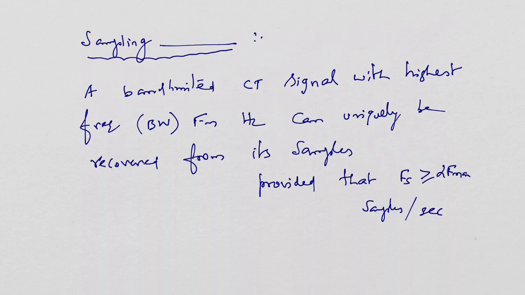Sampling theorem. One of the important statements to be remembered. Any arbitrary band limited continuous time signal with highest frequency, bandwidth f maximum hertz, can uniquely be recovered from its samples provided that Fs is selected such that it is greater than or equal to 2 into f max samples per second, provided the sampling rate is greater than or equal to 2 times f max.